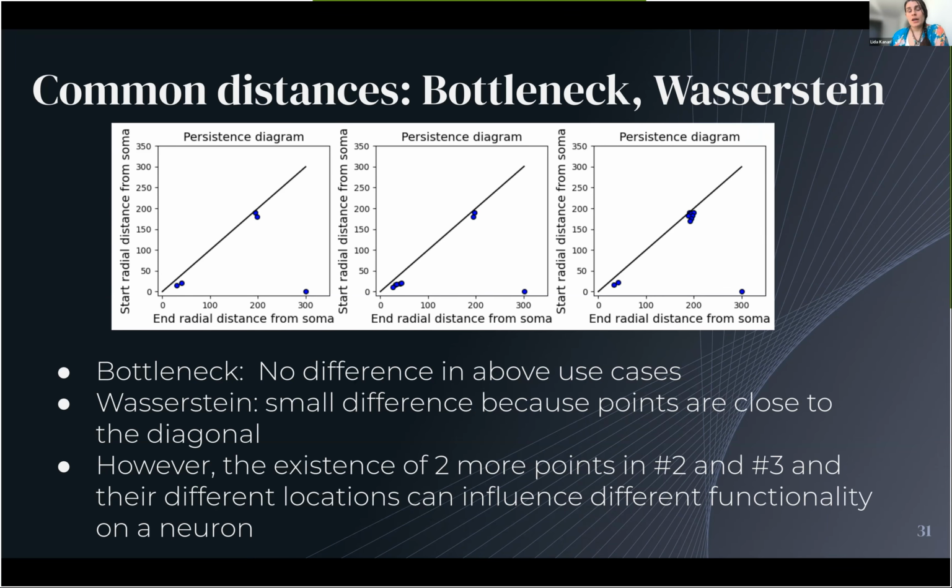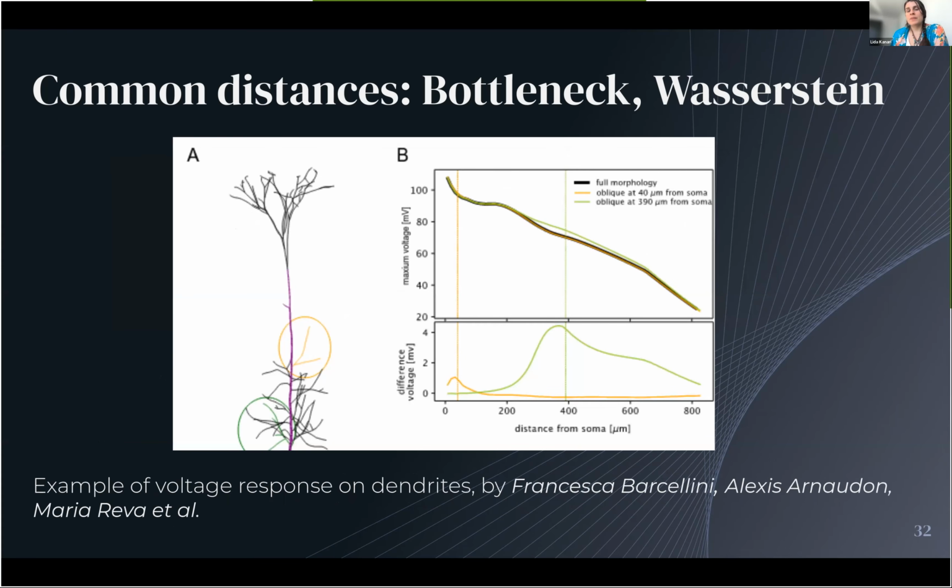And if we try to measure distances between these three diagrams, bottleneck will have no difference detection because the persistence module is the same, so it's stable. So we wouldn't be able to recognize them as different diagrams. And the Wasserstein, because these points are close to the diagonal, again, it won't have a very small difference between these diagrams. But okay, so these points are pretty small, so are they really important biologically? So here's an example of a student in Blue Brain, Francesca, working with Alexis and Maria in my group.